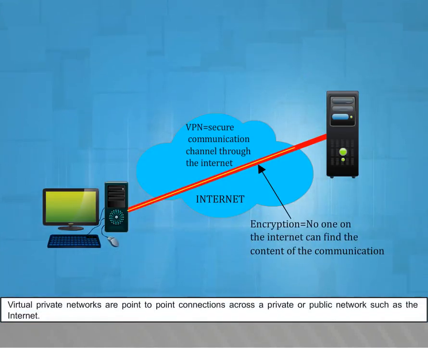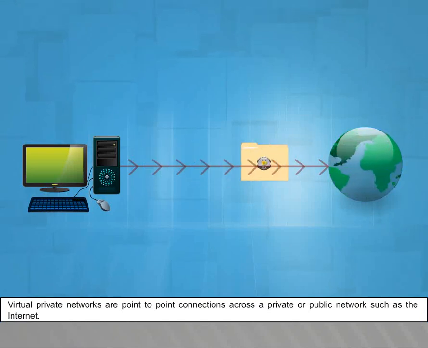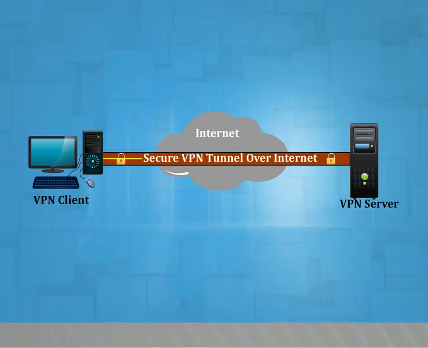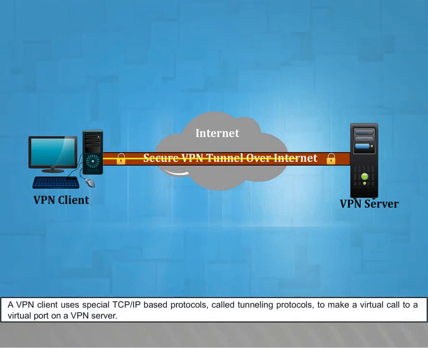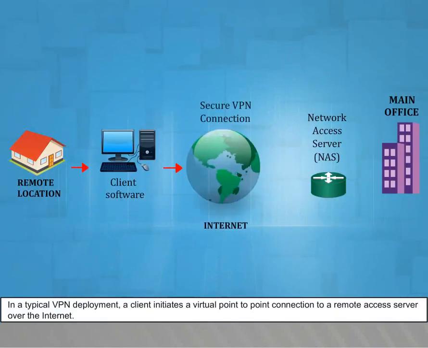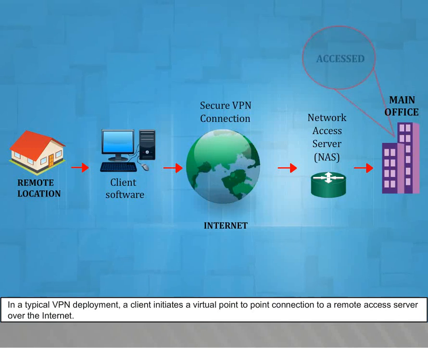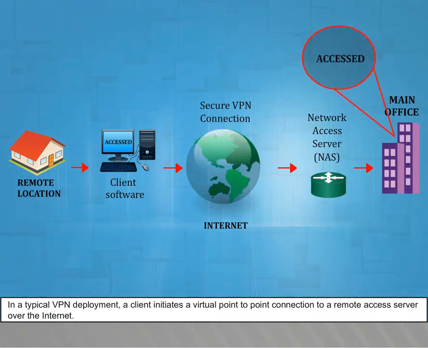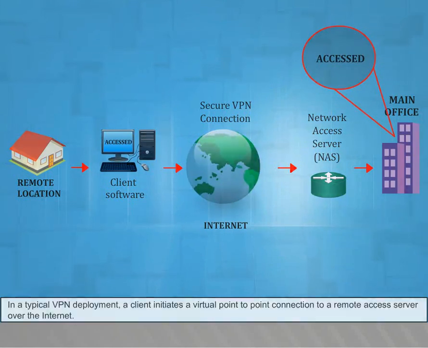Virtual private networks are point-to-point connections across a private or public network such as the internet. A VPN client uses special TCP/IP-based protocols called tunneling protocols to make a virtual call to a virtual port on a VPN server. In a typical VPN deployment, a client initiates a virtual point-to-point connection to a remote access server over the internet.